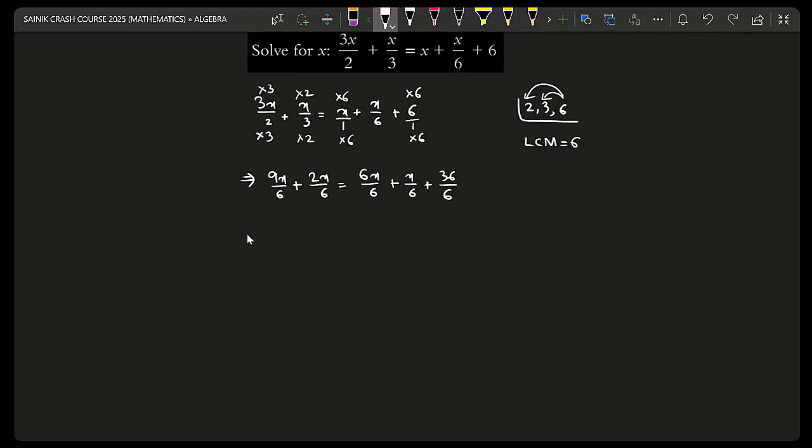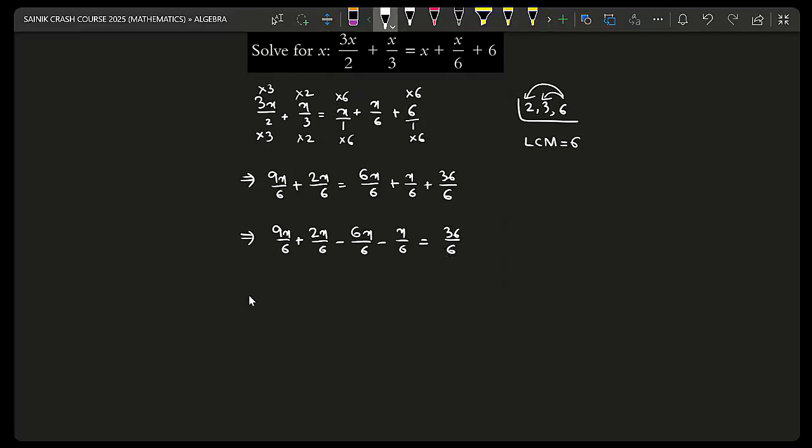Now what I do is, I'm transposing these two terms to the left side. I told you already, positive becomes negative on transposition. So I can write 9x by 6 plus 2x by 6 minus 6x by 6 minus x by 6 is equal to 36 by 6.